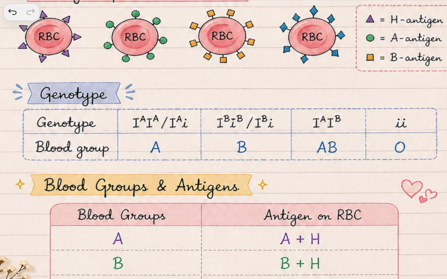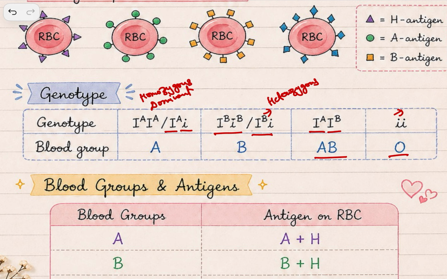Genotype for blood group A: capital A capital A is the homozygous dominant condition, or we have one dominant allele and one recessive allele. Similarly for B, homozygous dominant condition, or one dominant allele and one recessive allele. This is the heterozygous condition. For AB blood group we have dominant A and dominant B, and for O blood group we have both recessive alleles. So this is the homozygous recessive condition.